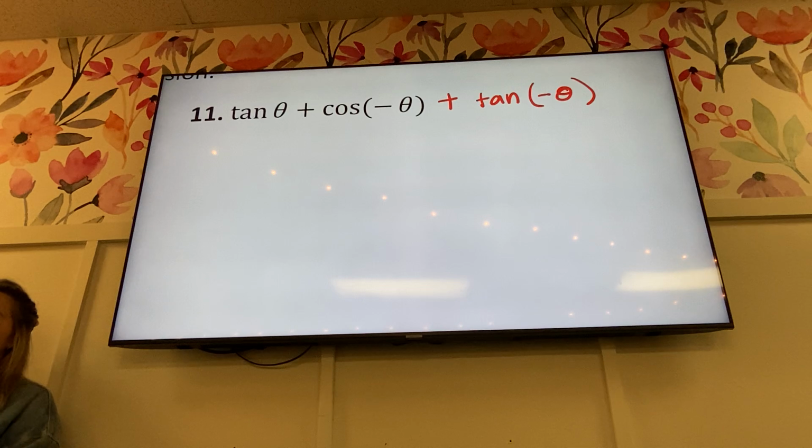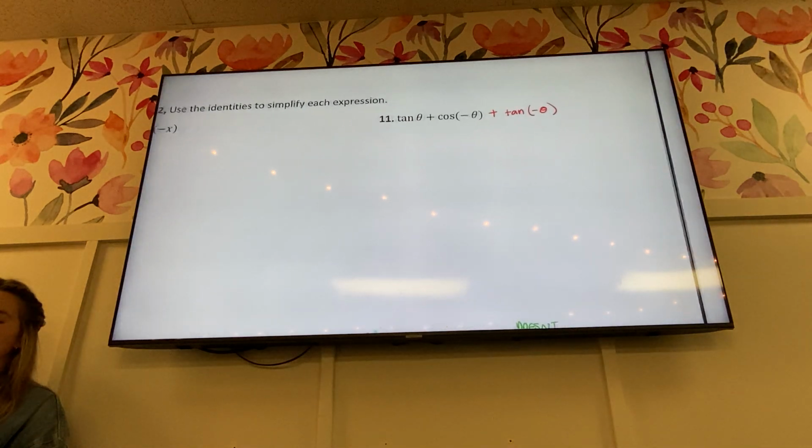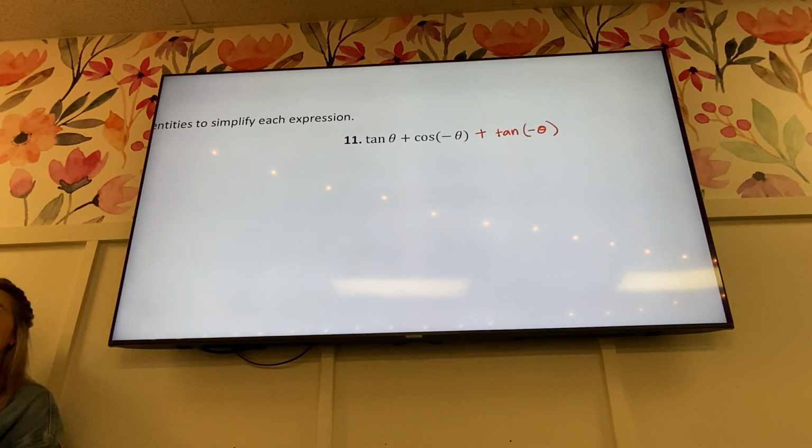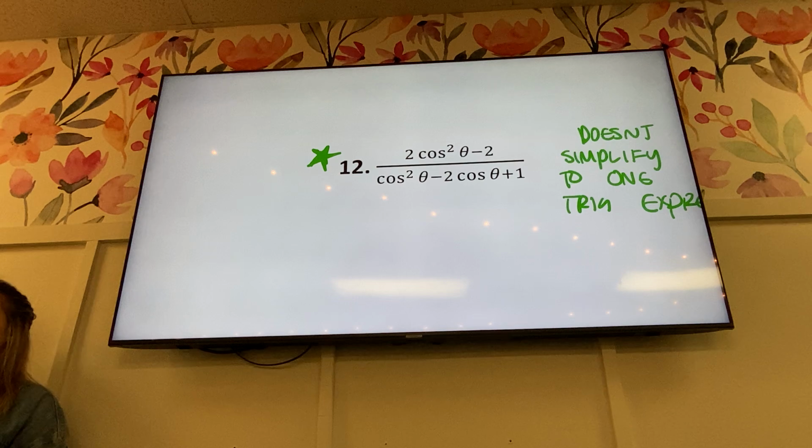All right, so let's look at your homework because I did make one mistake. Number 11, I just stopped typing for whatever reason. There should be a plus tangent negative theta after that to simplify it down. So on the last four, 9 through 12, those are just simplifying like we did yesterday and the day before. So you're just simplifying them down. I'm not a huge fan of number 12, but I want you to give it a go.